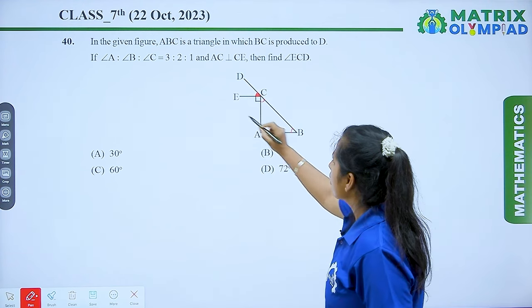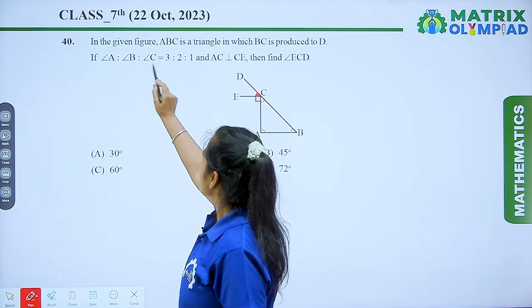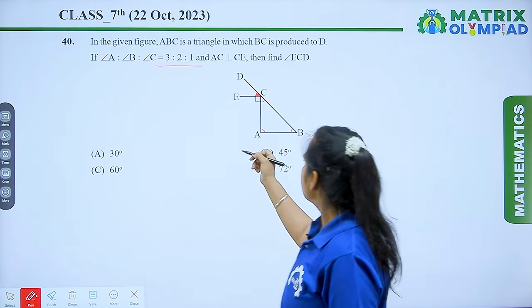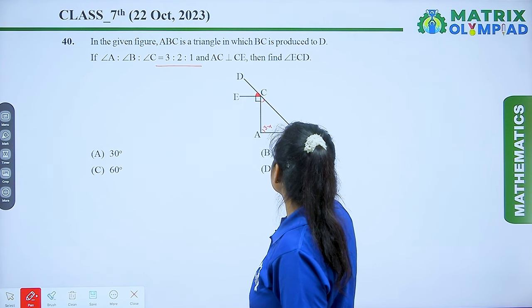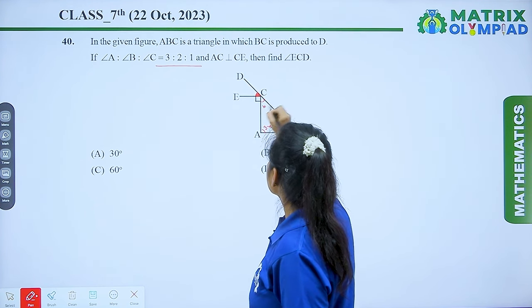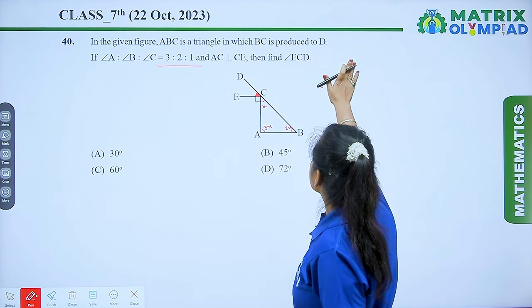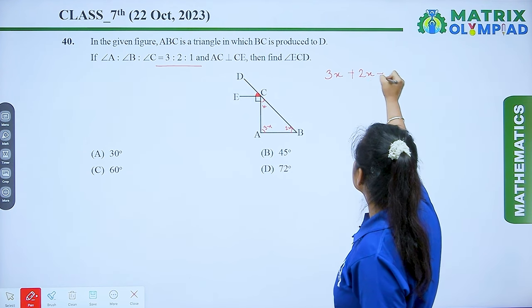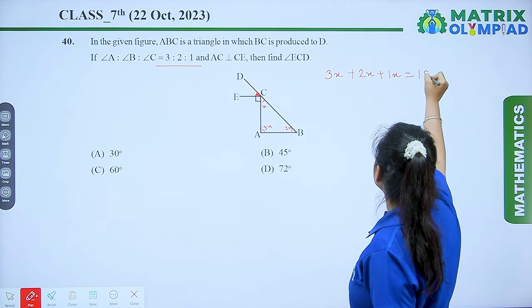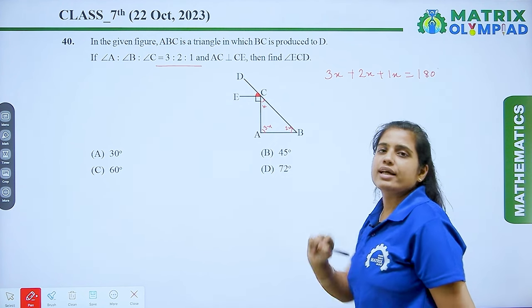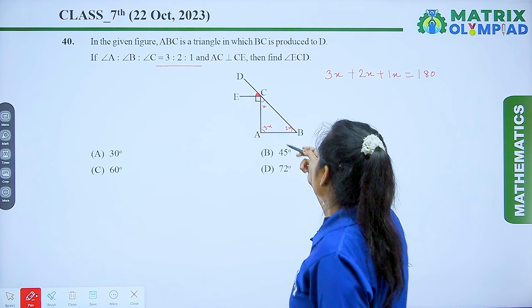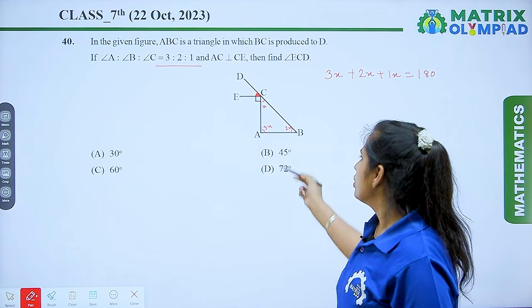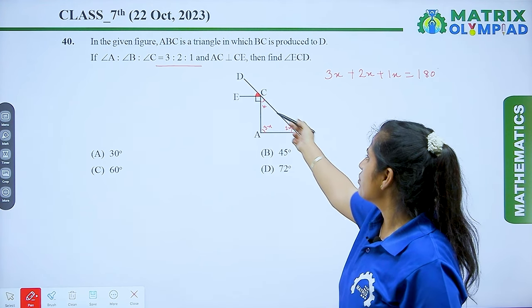So, here the ratio of angle A to angle B to angle C is equal to 3 to 2 to 1. So, let the common factor be x, and these ratios will be 3x, 2x and 1x. So, let's add 3x plus 2x plus 1x equal to 180 degrees, according to the angle sum property of a triangle. We don't know the angle, so we are taking the angle x. So, this is 3 times x, 2 times x and 1 times x.